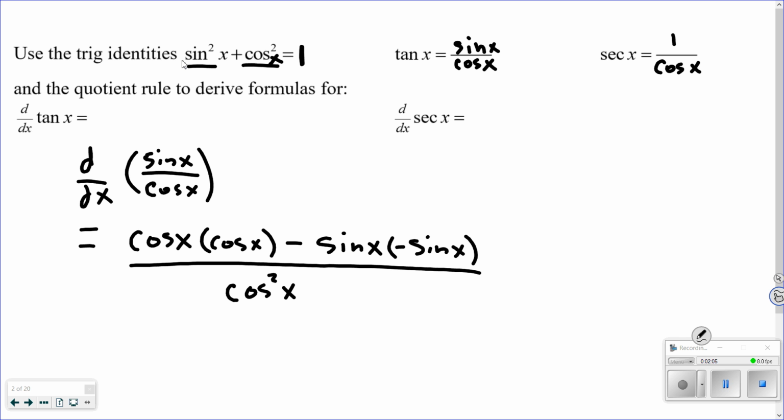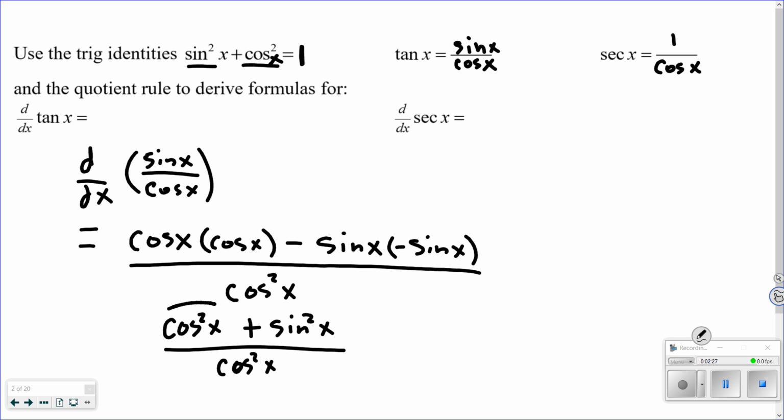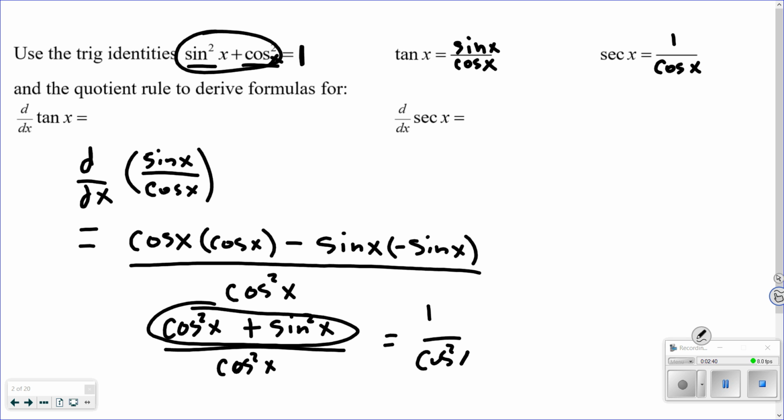I'm going to do some simplifying here. Cosine of x times the cosine of x is the cosine squared of x. And minus sine of x times the negative sine of x, the minus and the negative multiply to be a plus sine squared of x, all over the cosine squared of x. I take the numerator, cosine squared plus the sine squared. That's one of my identities up here, the same as the sine squared plus the cosine squared. It comes out to be 1. So I end up with 1 over cosine squared of x.